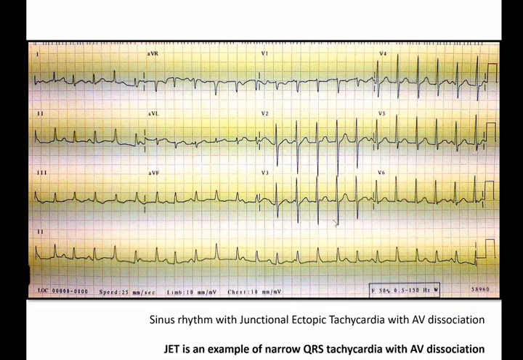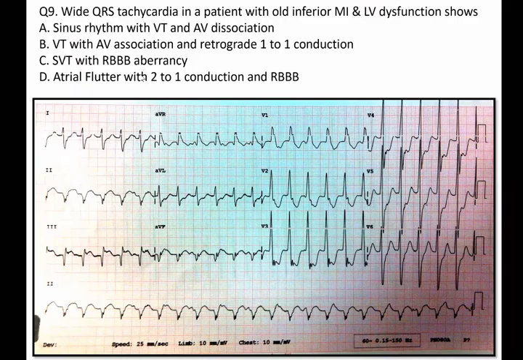So this is sinus rhythm with junctional ectopic tachycardia with AV dissociation. So JET is an example of narrow QRS tachycardia with AV dissociation. There are a few other rare examples which can cause narrow QRS tachycardia with AV dissociation that I'll not be covering in this talk. Let's see a couple more ECGs and then we'll close.